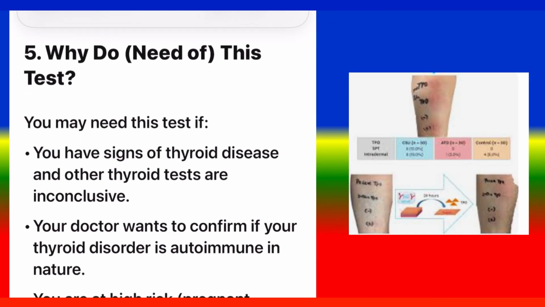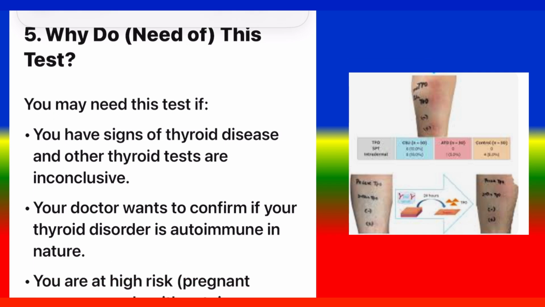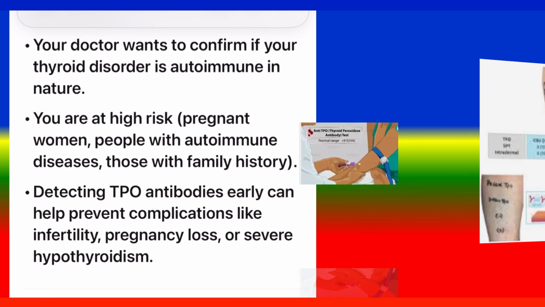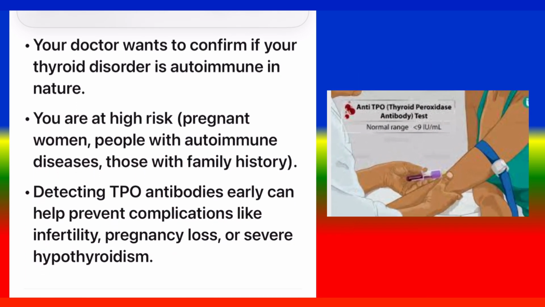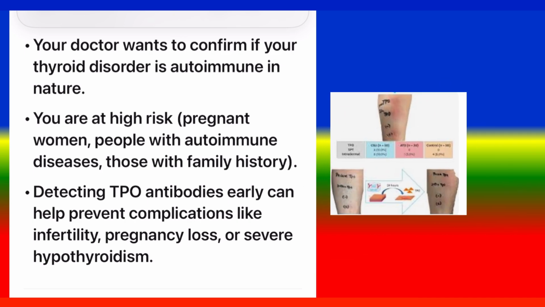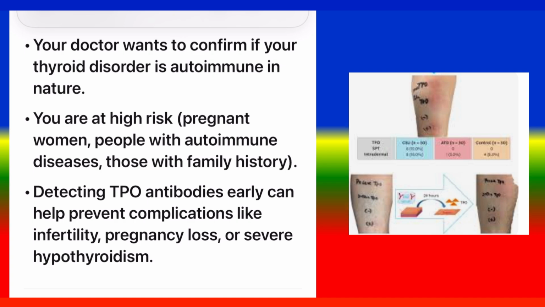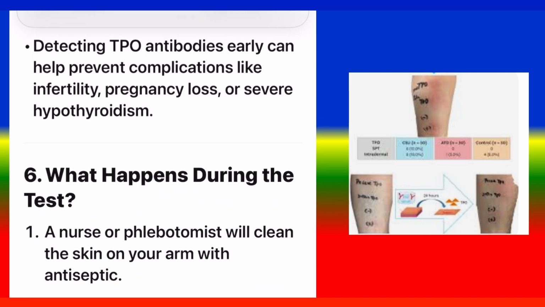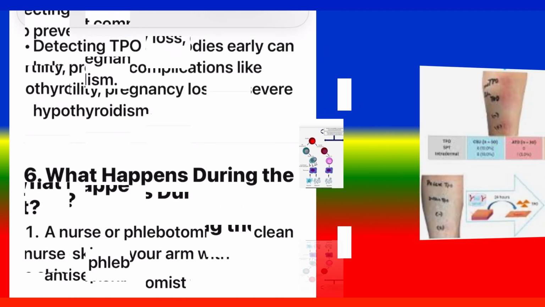Number 5. Why do you need this test? You may need this test if you have signs of thyroid disease and other thyroid tests are inconclusive. Your doctor wants to confirm if your thyroid disorder is autoimmune in nature. You are at high risk: pregnant women, people with autoimmune diseases, those with family history. Detecting TPO antibodies early can help prevent complications like infertility, pregnancy loss, or severe hypothyroidism.